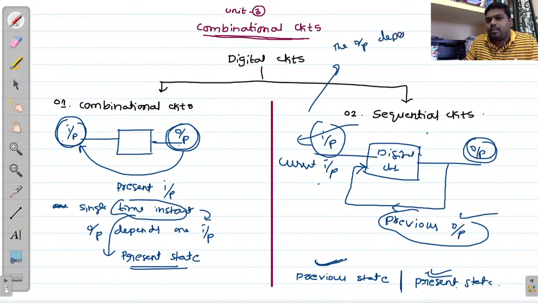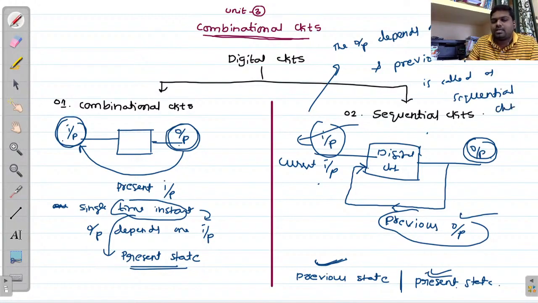The output depends on present input and previous output, then it is called a sequential circuit. So that is the difference. If the present output depends on present input only, then it is called a combinational circuit. And if the present output depends on present input as well as previous output, then it is called a sequential circuit.